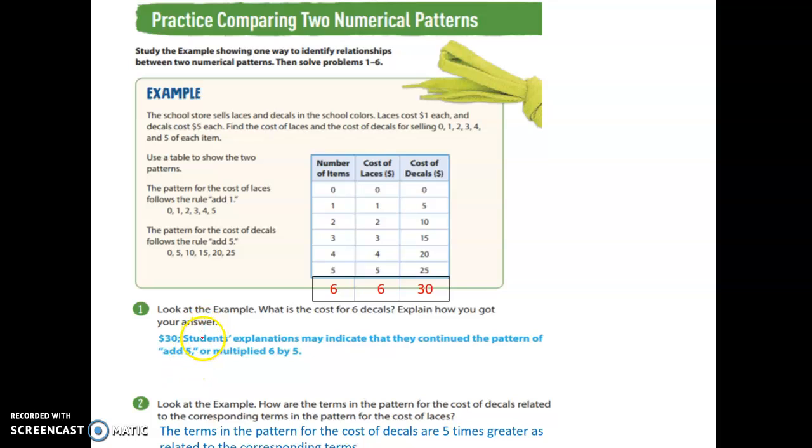And it asked, explain how you got it. Well, this pattern is 5, so you added another 5 to it, okay? And then number 2, the terms in the pattern are 5 times greater, so 5 times what is 25? 5 times 5. And that should work for all corresponding terms. 2 times 5 is 10. 1 times 5 is 5. 3 times 5 is 15. So it works all the way down. Remember, we never just do one. We have to check them all to make sure it works. And it does. So on that one, it's 5 times greater.